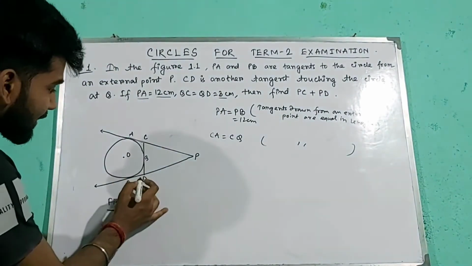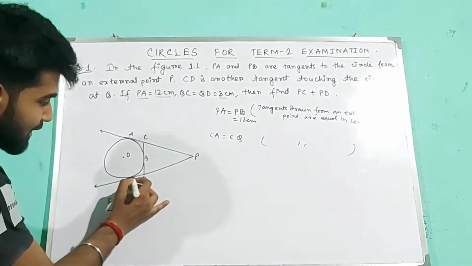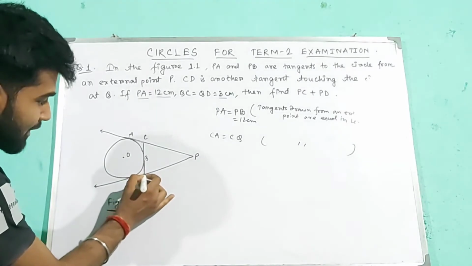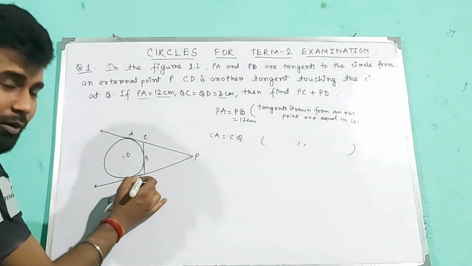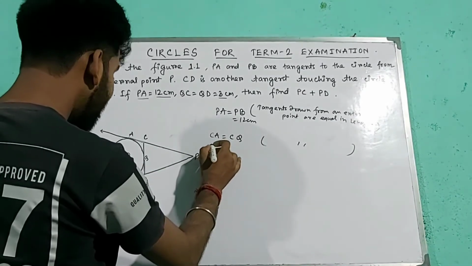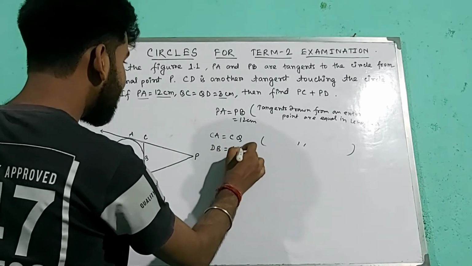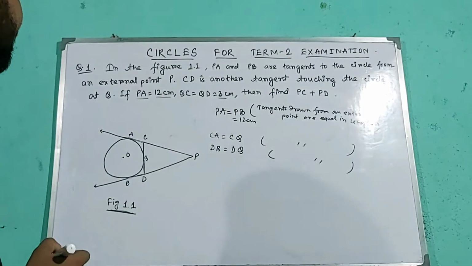One more thing, same here. D is an external point, and see DB and QD. These two will be equal, because tangents drawn from the external point D are equal. So DB equals DQ. Reason is the same. So many things we have got from here.